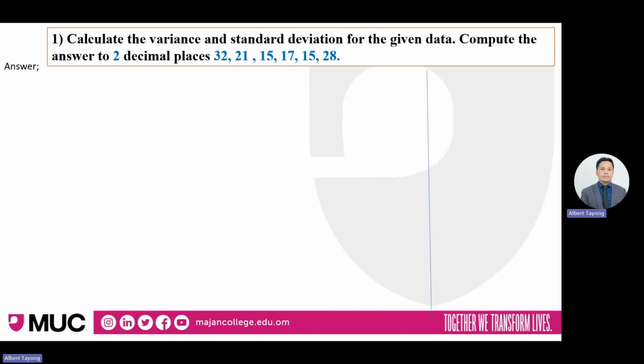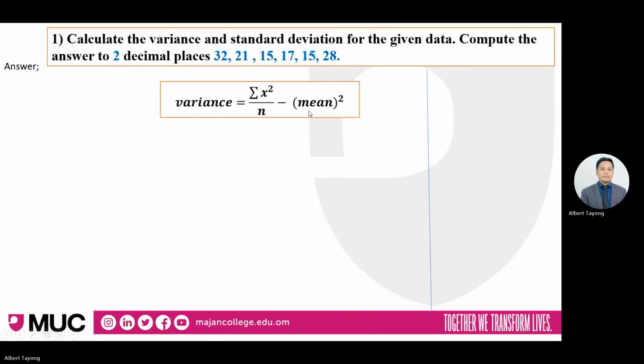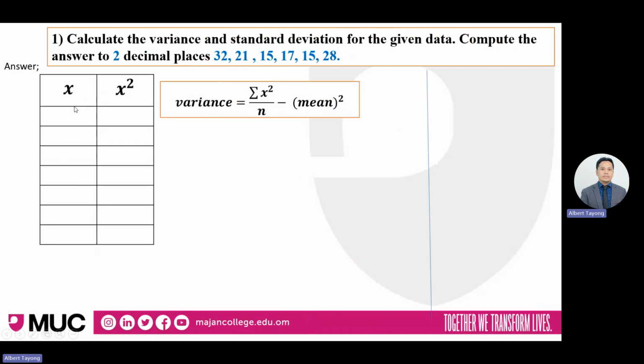Here you're going to calculate the variance and standard deviation. We have two decimal places. These are the numbers 32 to 28. So the formula is given: sigma x squared over n minus the mean square. Basically you have to create two columns. The first column is the x followed by x squared. X, of course, is the score. The list of scores: 32, and then we have 21, 15, 17, 15, 28.